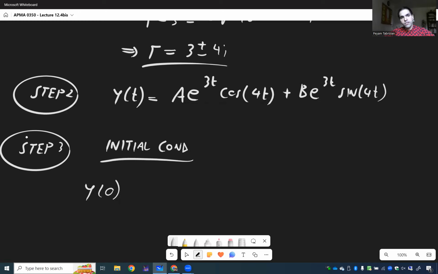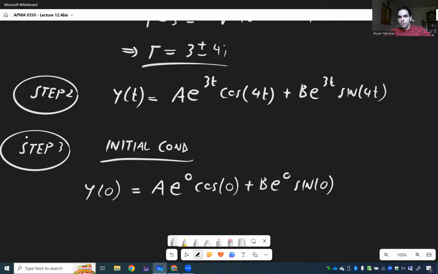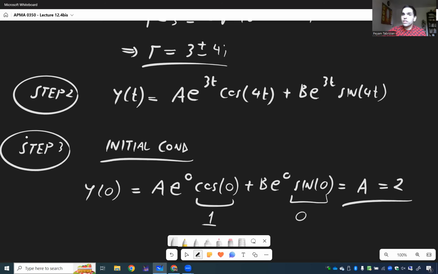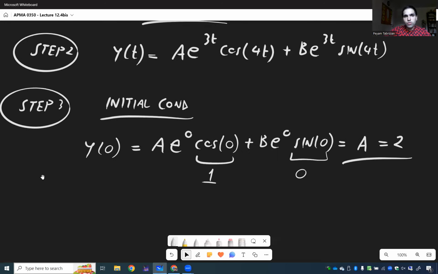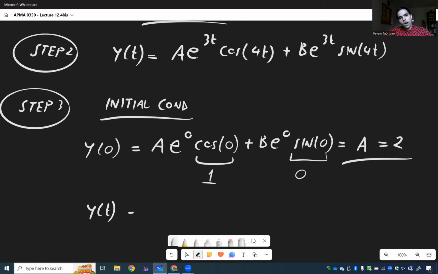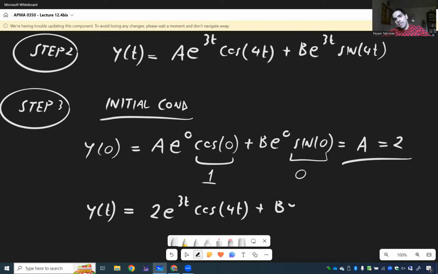So let's do y of 0, that is a e to the 0 cosine of 0 plus b e to the 0 sine of 0. Remember, cosine of 0 is 1, sine of 0 is 0. So this just simplifies to a, and we know y of 0 is 2. So already we have a equals 2. So y of t becomes 2 e to the 3t cosine 4t plus b e to the 3t sine of 4t.